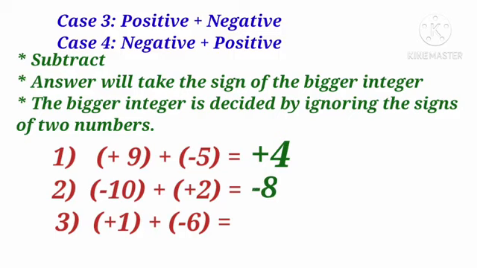Children, can you solve the third problem? Here, if we subtract 1 from 6, we get 5. What is the sign of the answer? Yes, here if we avoid the sign of the two integers, 6 is larger. Its sign is minus, so answer takes negative sign. So the answer is minus 5.